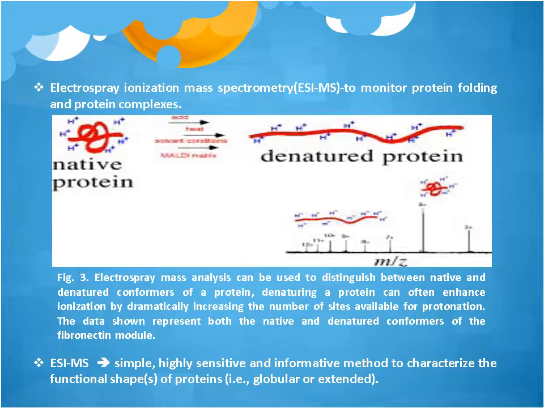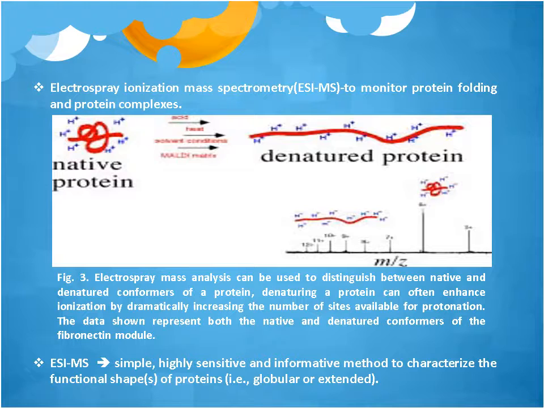complexes. Electrospray mass analysis can be used to distinguish between native and denatured conformers of a protein. For example, two charged state distributions were shown in this figure, which depicts a protein's less charged native form and the more highly charged denatured conformer. The difference between the spectra is due to the additional protonation sites that are available in the denatured form.